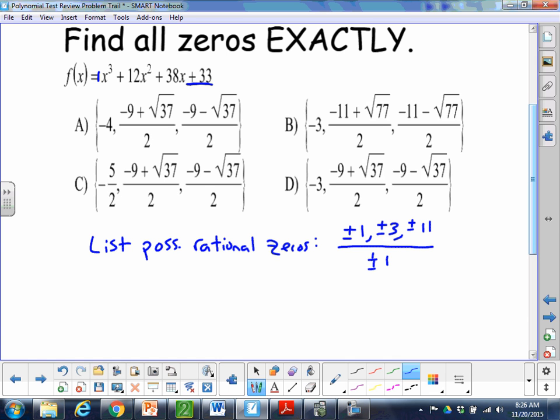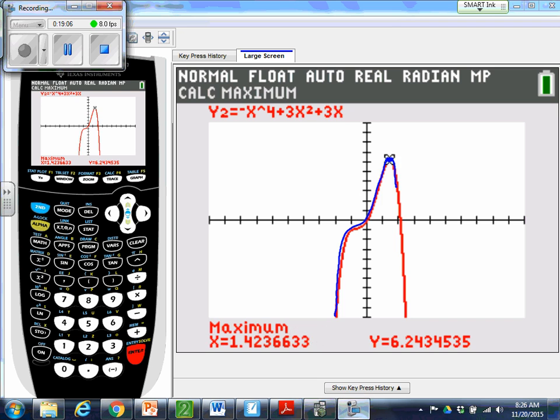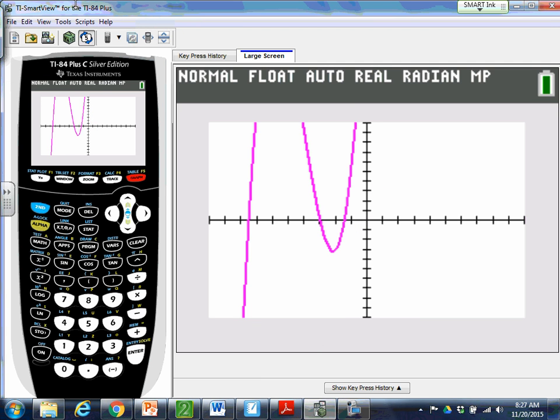Let's graph it and see if any of those work, so then we will be able to divide something out of it. Let's go into the calculator and graph. Okay, here's the graph of this thing. It looks to me like I can see three real zeros. This one looks like it may be rational. It looks like it might be at -3, so that was in our list.